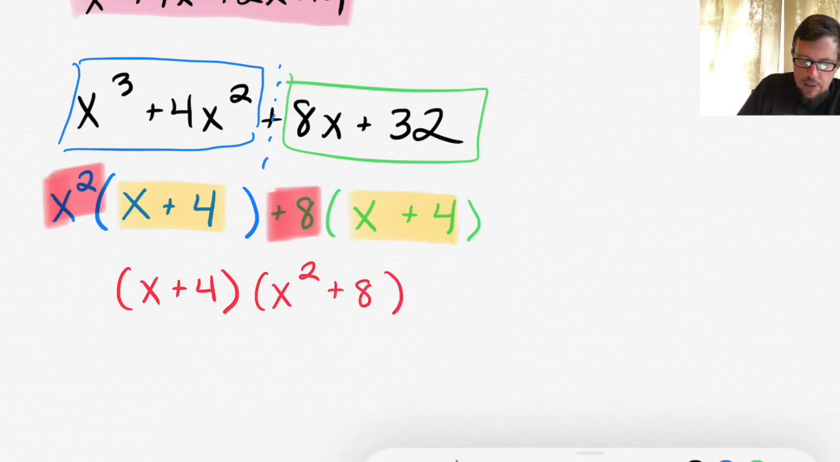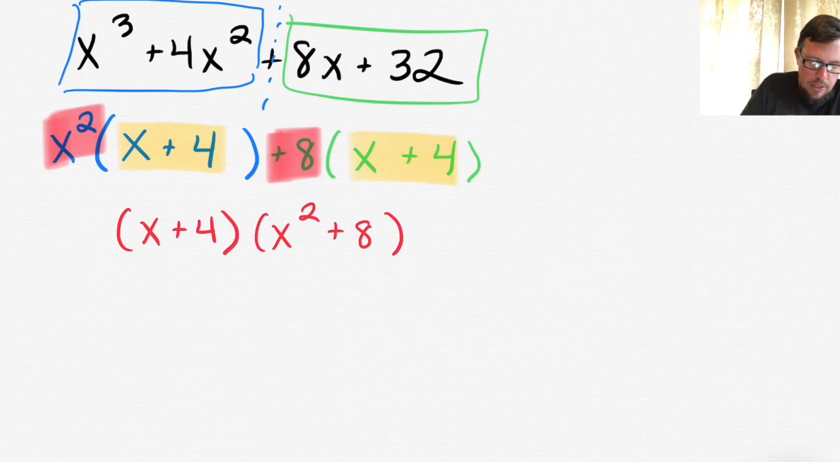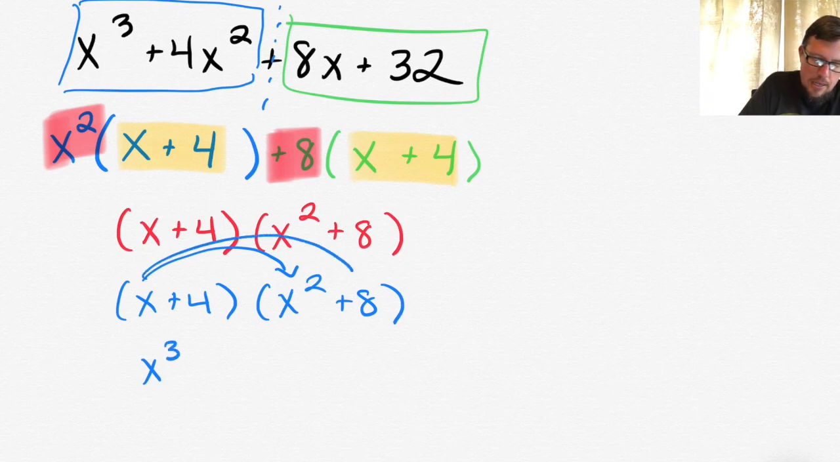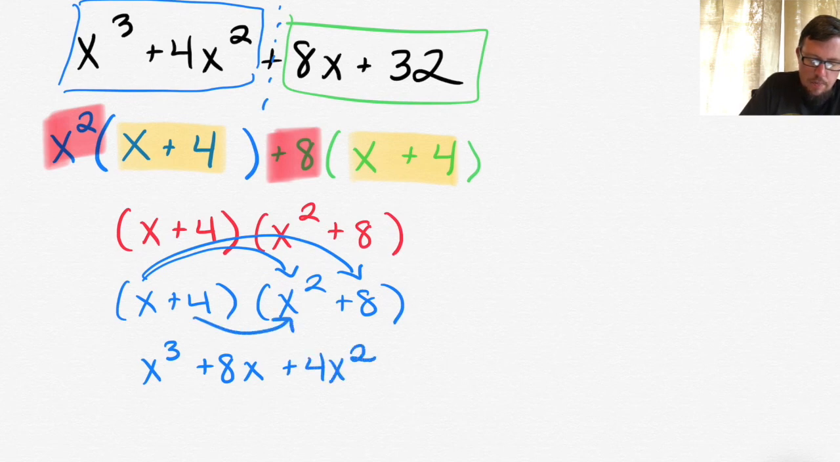I can check my answer, make sure that's right by doing the distributive property. I'm just going to rewrite it here so I can mark all over it. Take the answer and let's do distributive property. X times x squared is x cubed. X times 8 is 8x. 4 times x squared is 4x squared, and 4 times 8 is 32.